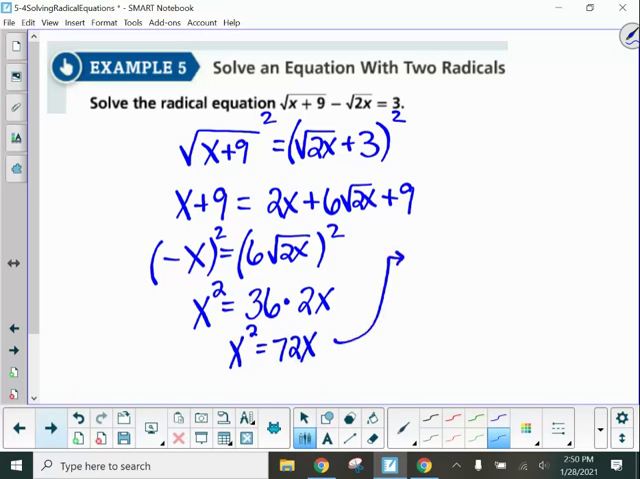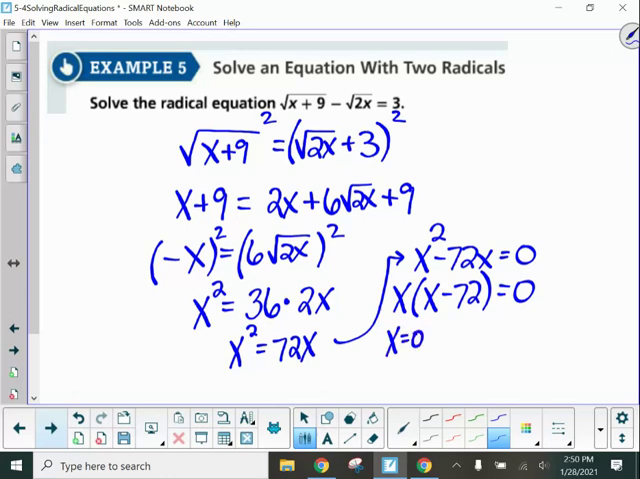I'm going to continue this over here. Get everything on one side so I can factor and solve. They have a common factor of x, so when I factor that out, I'm left with x minus 72. So I get x equals 0 and x equals 72.